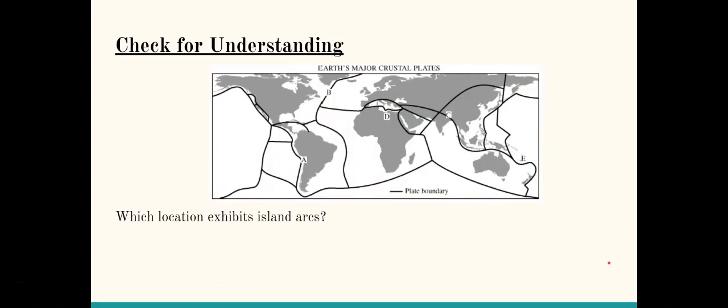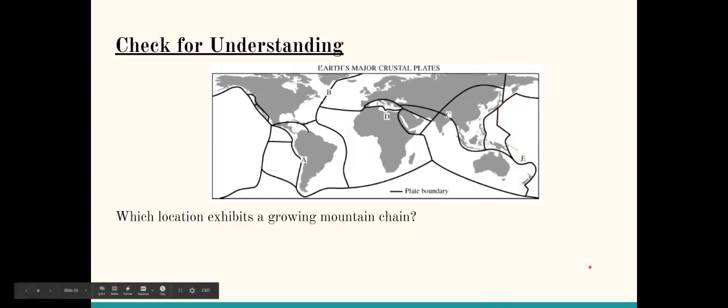Another question for you guys. You can always refer back to the images from before. Which location on this map would show island arcs? Where would you see island arcs being formed? Hopefully you were able to remember that we talked about Japan as an island arc. So that would be line E.